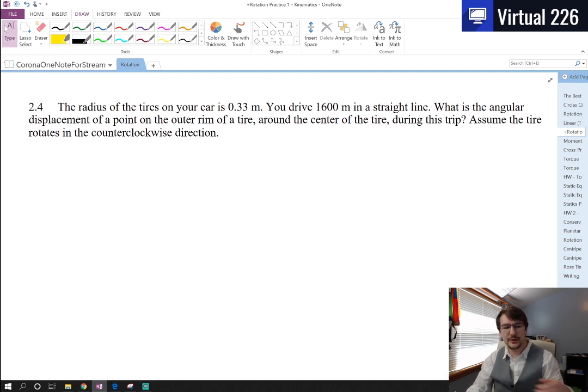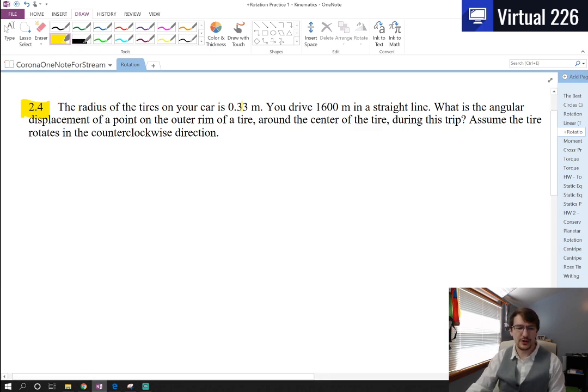So our first problem, number 2.4, says the radius of the tires on your car is, it should say R, 0.33 meters. You drive 1,600 meters in a straight line. What is the angular displacement of a point on the outer rim of the tire around the center of the tire during this trip? So we're looking for an angular displacement here. And remember, an angular displacement is a theta. Assuming the tire rotates in a counterclockwise direction, so it'll be positive.